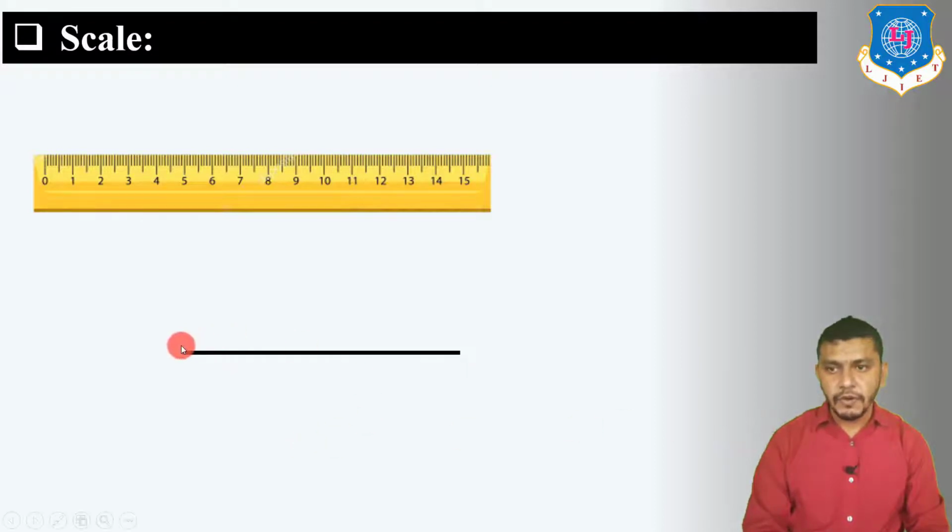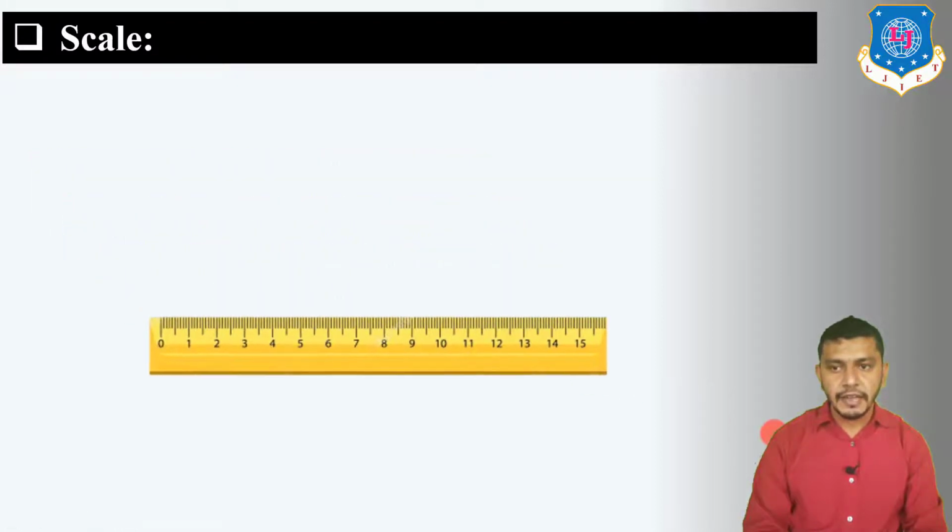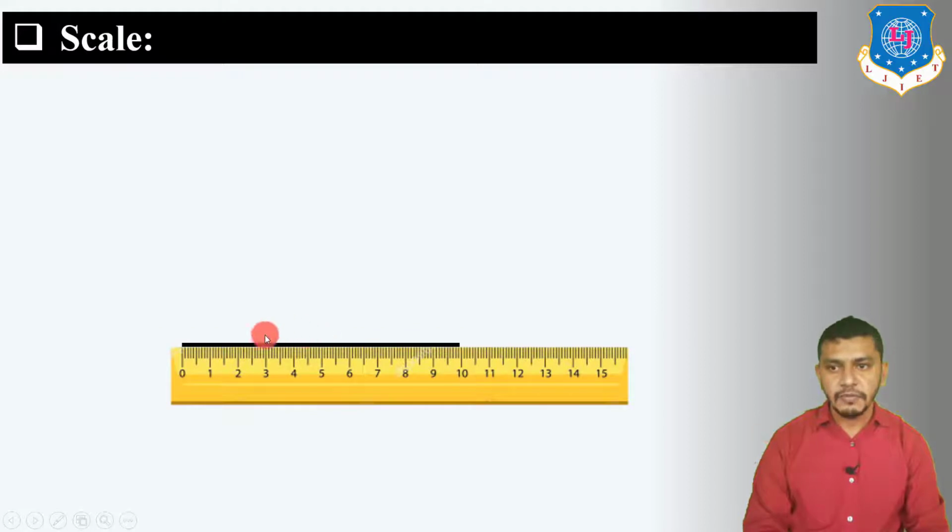For example, if you want to measure this line, what you have to do is put the scale on the line like this, starting from 0, and we have to measure it from 0. That is 0, 1, 2, 3, 4, 5, 6, 7, 8, 9 centimeters and 9 mm. So right now the length of this line is 99 mm, that means 9.9 centimeters.